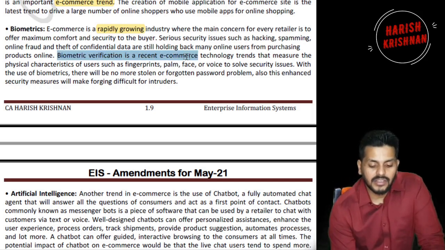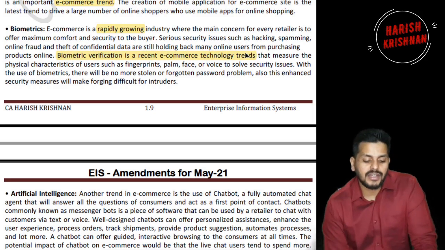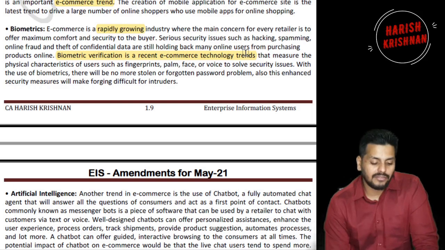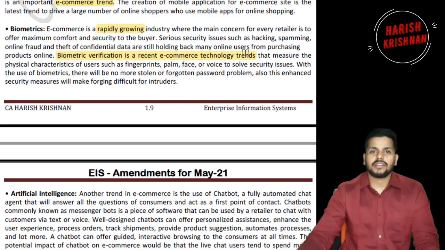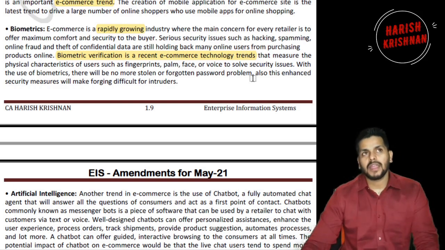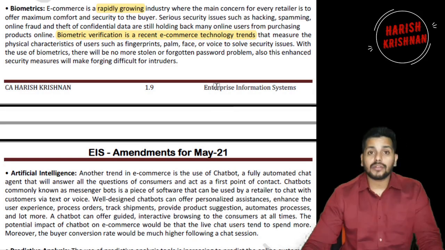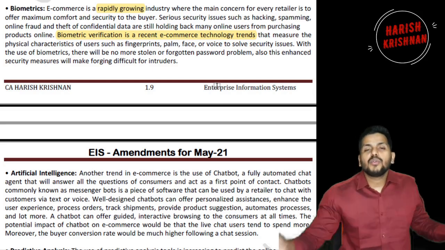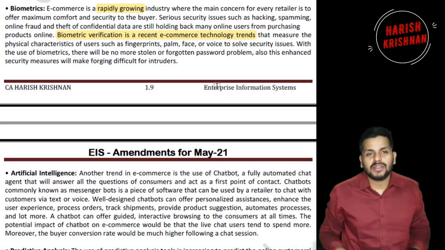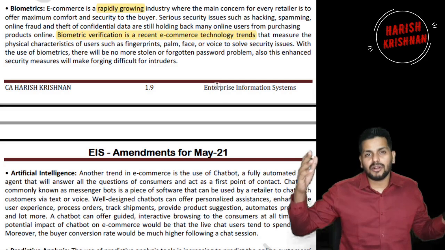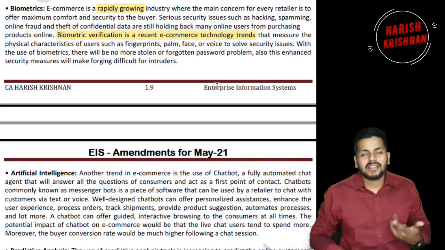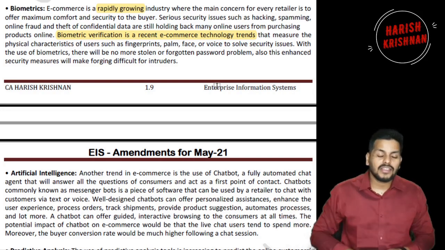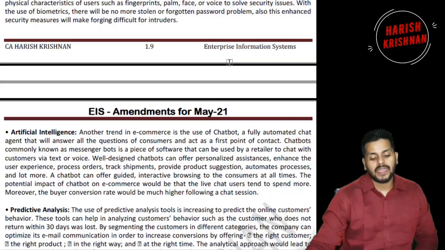Biometric verification is a recent e-commerce technology trend, like fingerprints, palm, face, voice, which are the highest level of security, where forging is kind of impossible. What is the latest? Of course, in biometrics they can forge. I'm not saying they can't, but who will forge everybody's fingerprint? Unless it's somebody very popular, they might. But otherwise, forging is possible. But biometrics are the highest order of security. That also I can tell you.